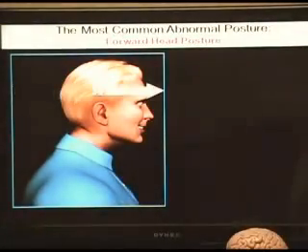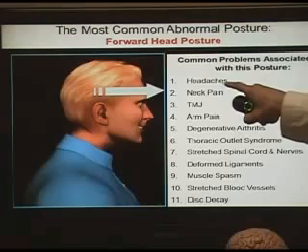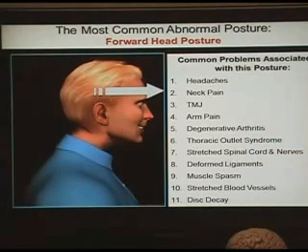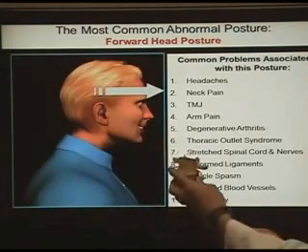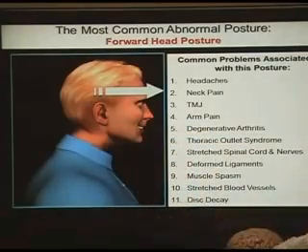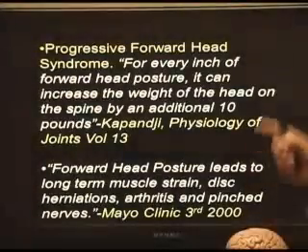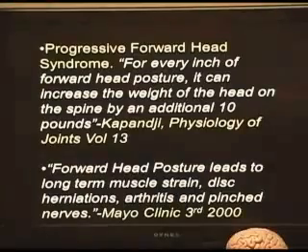It's been studied that forward head posture can cause headaches, neck pain, TMJ, arm pain, degenerative arthritis, thoracic outlet syndrome, which causes numbness and tingling in the arms, stretched spinal cord and nerves, which we talked about, deformed ligaments, muscle spasm, stretched blood vessels, and it causes the discs to decay. This happens more rapidly in a patient that has progressive forward head posture syndrome. For every inch of forward head posture, it can increase the weight of the head on the spine by an additional 10 pounds. That's from Physiology of the Joints, Volume 13.